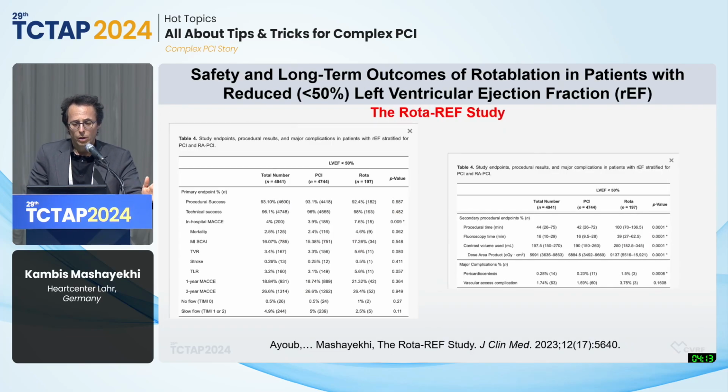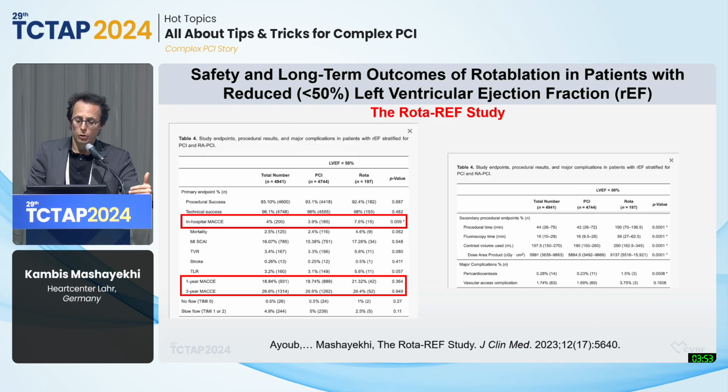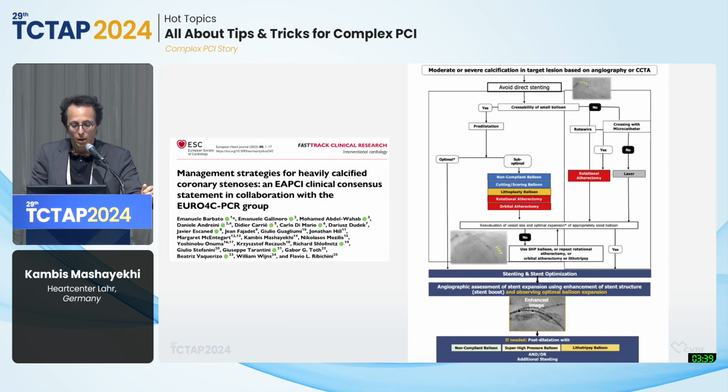Interesting is also to look at the low ejection fraction cohort, or the reduced ejection fraction cohort, and here we could see a slight in-hospital difference in MACE rate compared to conventional PCI or those that we had to do rotablation. But again, no difference after 1 or 3 year MACE rate. For sure, the procedures were much more complex, as you can see, 100-minute procedural time versus 42, the fluoro time 39 versus 16. So a much more complex procedure once you need the Rota on top in an impaired LV function.